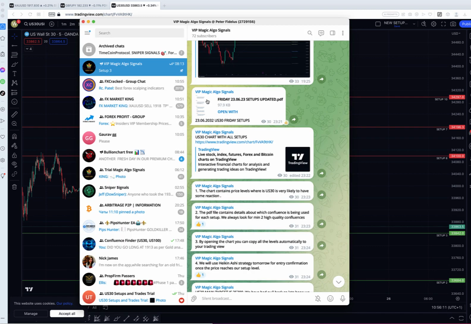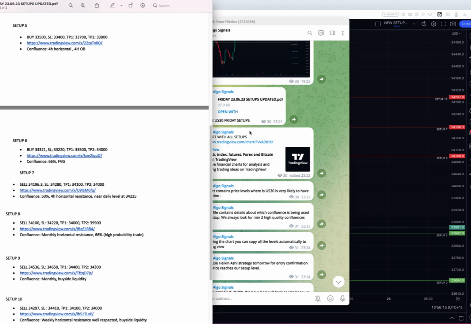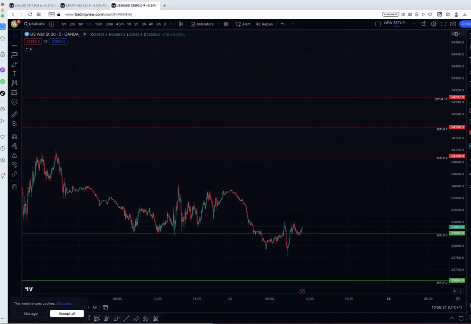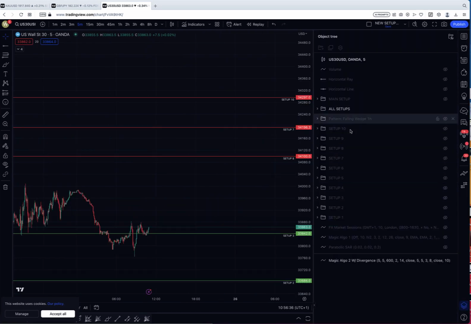I will post every morning a PDF file explaining which confluence I'm using, and I will give you a chart. You can click on it, go on the right side, and copy all the levels automatically to your TradingView. You don't need to enter anything manually. And you will see here on the right side, let me show you. You're going to go here on the right side. And for example, I've got all the setups.